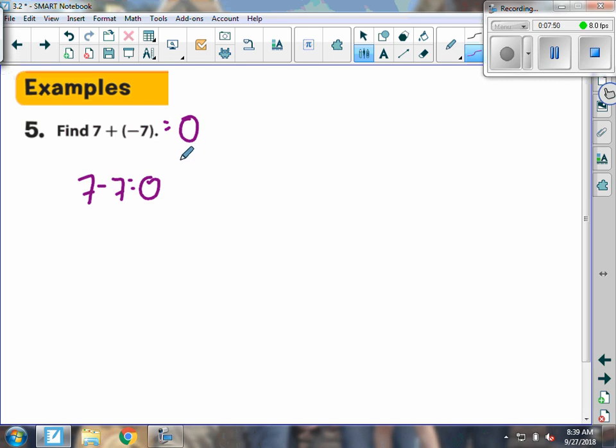And these are our additive inverses. So these are opposites. It's the same number, but one's positive and one's negative. And when you add those together, they will always equal 0. So this is going to come in handy a little bit later when we start adding more than 2 numbers together.